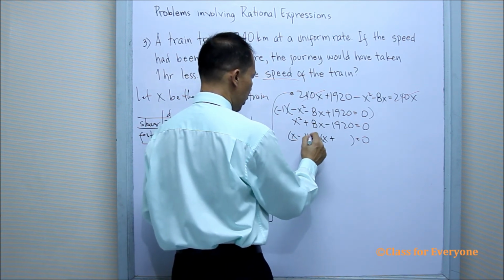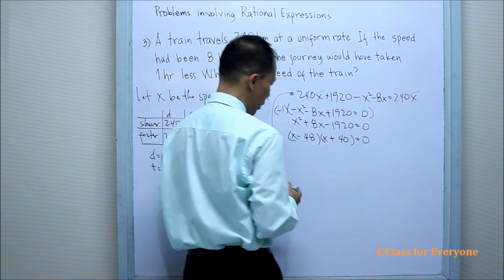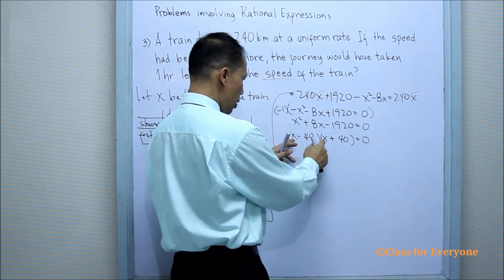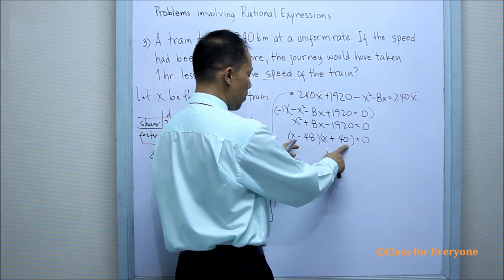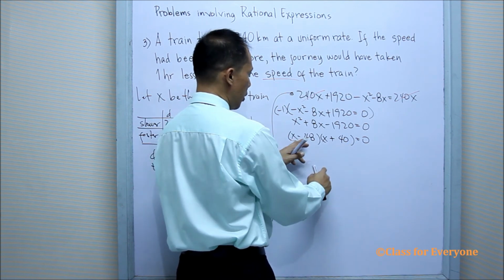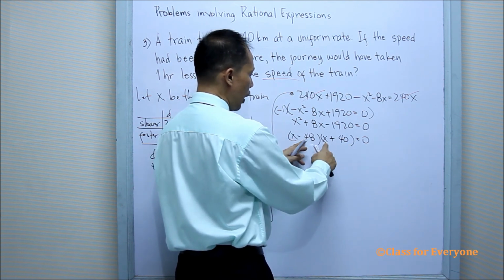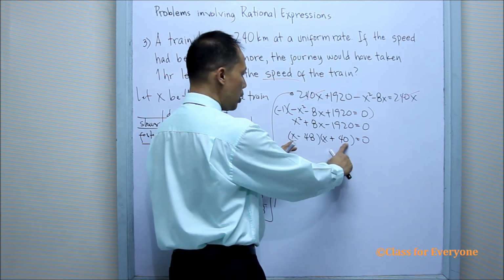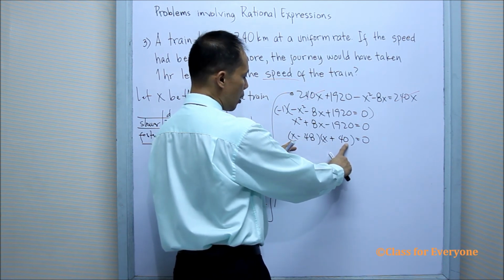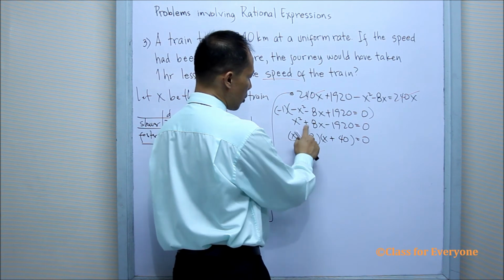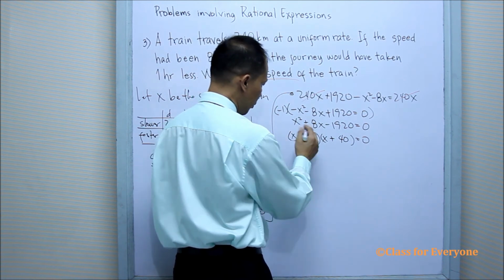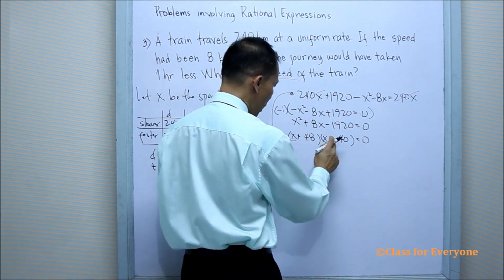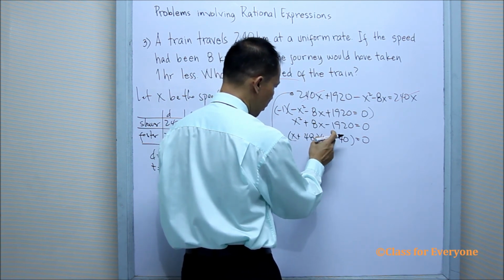So 48 times 40. Let's check. x times x is x squared. x times 40 is positive 40x. Negative 48 times x is negative 48x. Negative 48x plus 40x is negative 8x, which is not the middle term. So we'll just change this. This will be positive, this is a negative.